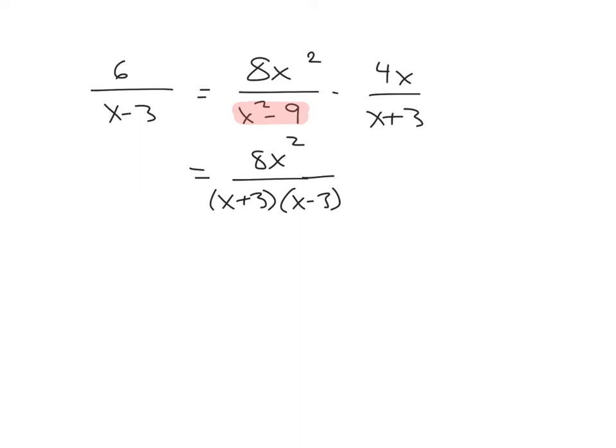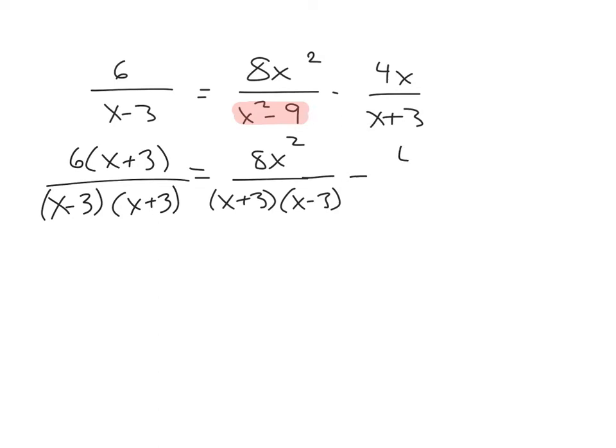Now let's go ahead and see what everyone else needs. So this first fraction over here, the 6 over x minus 3, he's missing the x plus 3. So let's go ahead and give him that. So he has x plus 3. And then we have our x minus 3, x plus 3. And then for this guy over here, he's missing his x minus 3. So we've got x plus 3, and then he needed the x minus 3.